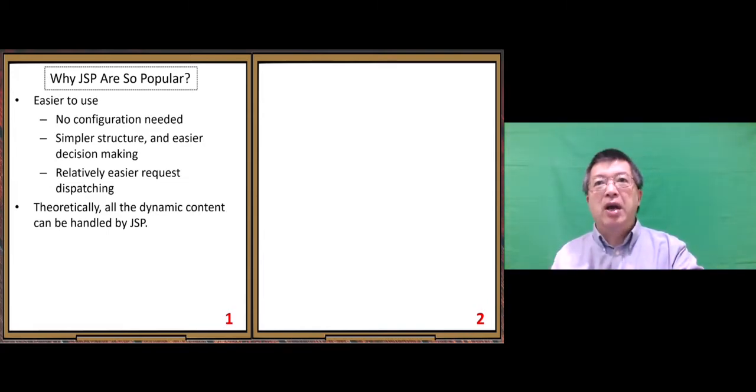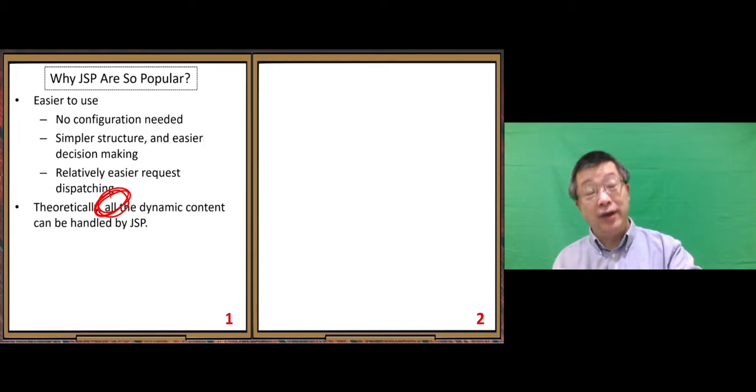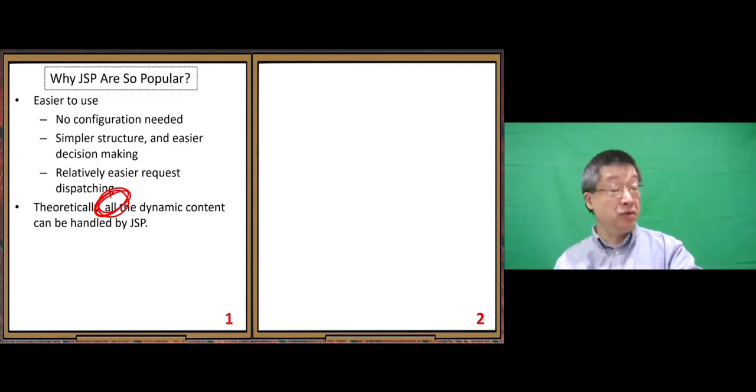Theoretically, the dynamic content can be handled by JSP. All dynamic. Here I want to emphasize all dynamic, theoretically. Just like what I mentioned about PHP, you can do everything in JSP if you like. But it may not be good. If you're doing it that way, although you can implement all your business rules, it is not a good way to do it. So we will see why it is not a good way.